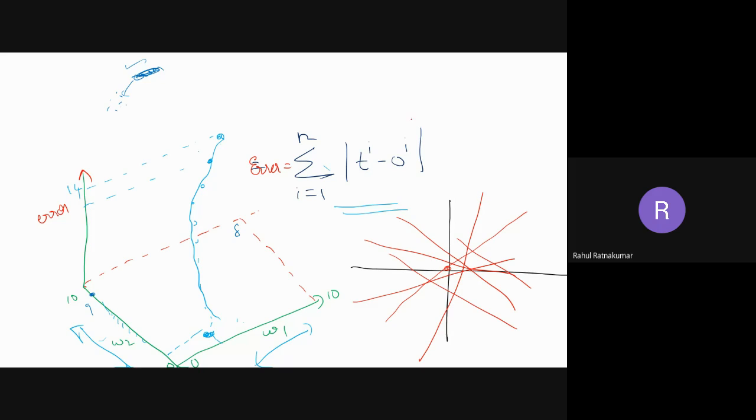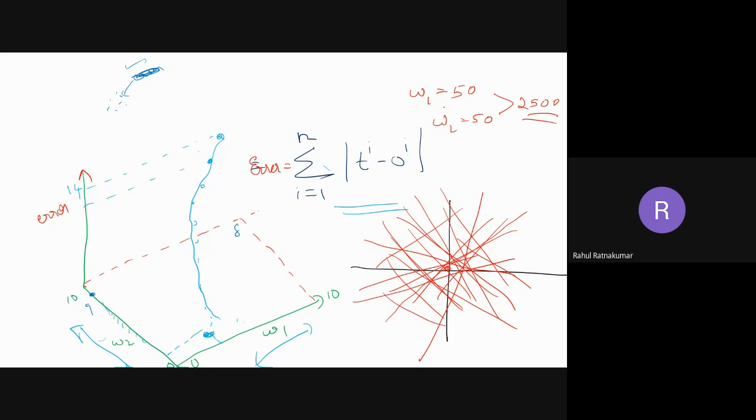Say for example, W1 I have 50 options, and W2 also I have 50 options. The total options of these different lines is W1 into W2, that is 2,500 different options. So 2,500 different slopes here, right? And for each of the W1, W2 I have B. For example, B also has 50 options. So 2,500 into 50, that means a very high value, 125,000. That means this many options, including B also.